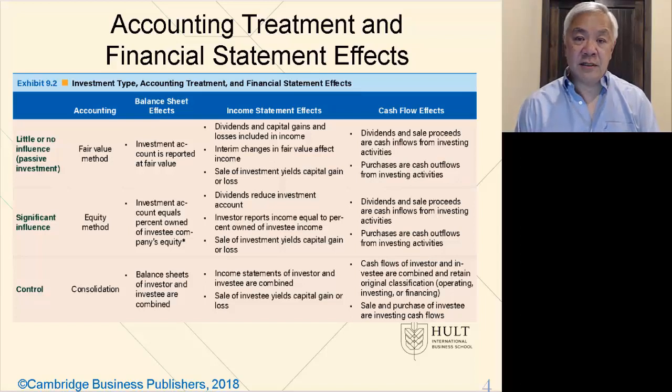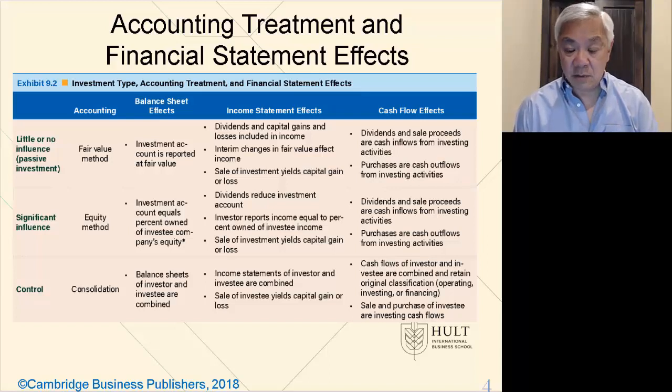The second category is significant influence, and here we use the equity method. This is probably the method that causes the most consternation in students. And here we look at it from the standpoint of, I put money into a company and I'm going to record things as if I were mirroring that company inside mine. And we'll show you the mechanics of equity method in this particular presentation.